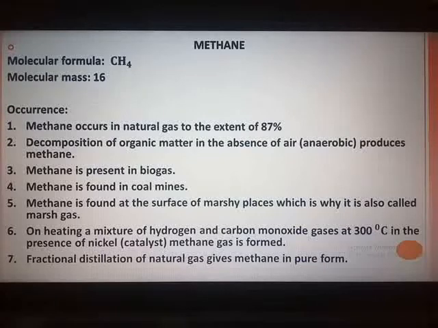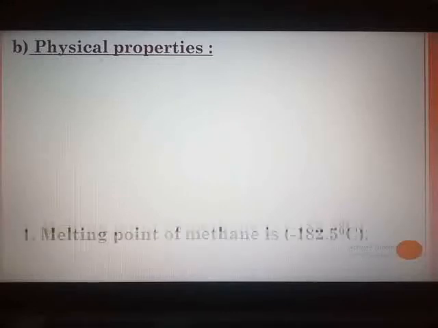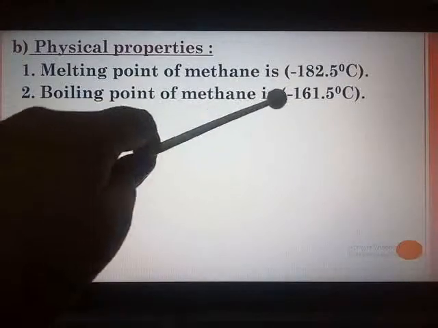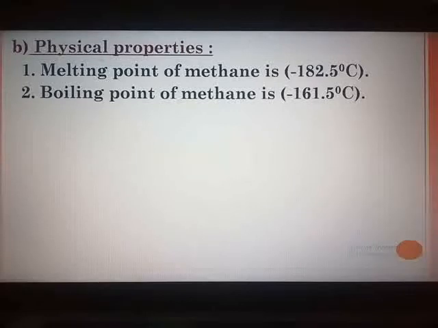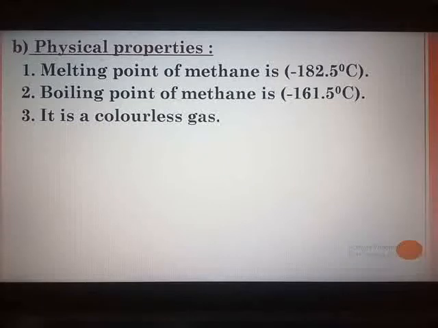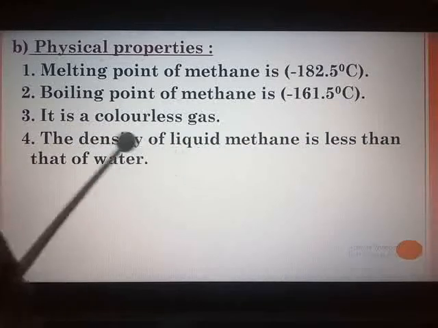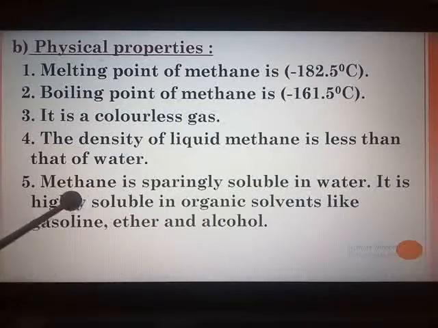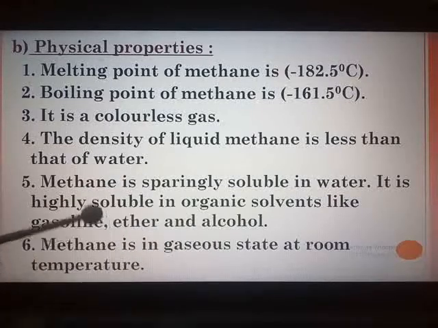Next, in short, we will just go through the physical properties of methane. The first physical property of methane is about its melting point, which is minus 182.5 degrees Celsius, and the boiling point is minus 161.5 degrees Celsius. If you look at the color of the gas, it is a colorless gas whose density is less than that of water. This methane is sparingly soluble in water but highly soluble in organic solvents, and it is in the gaseous state at room temperature. It is present in the form of gas.